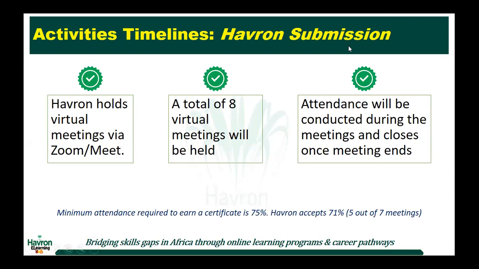So here, activities, timelines, Havron submission. The one we just discussed is for Canvas. So here, for our site, which is Havron e-learning hub, Havron hosts virtual meetings via Zoom and Google Meet. Then they expect a total of 8 virtual meetings from Havron.